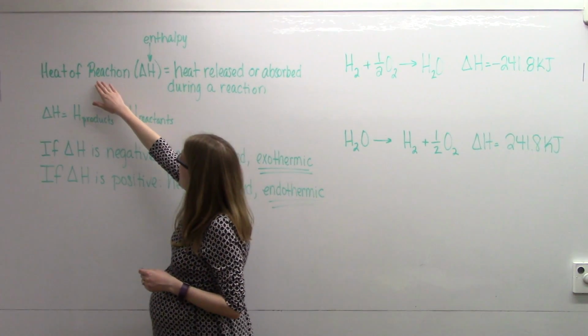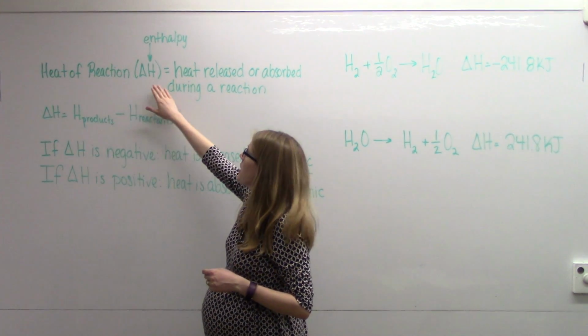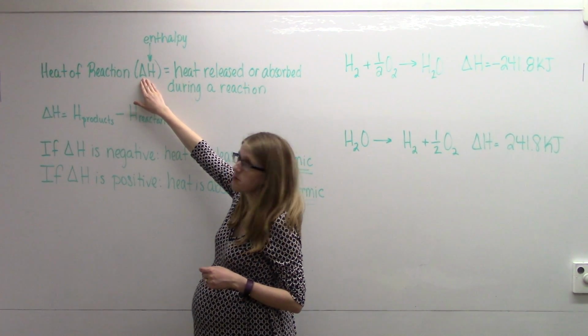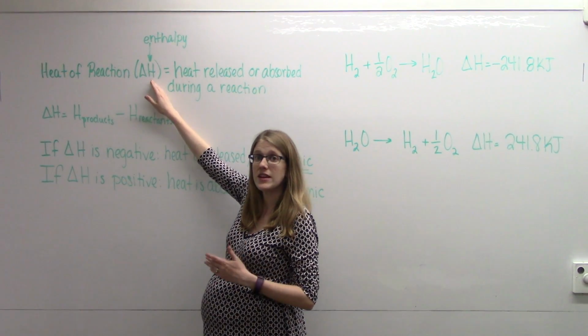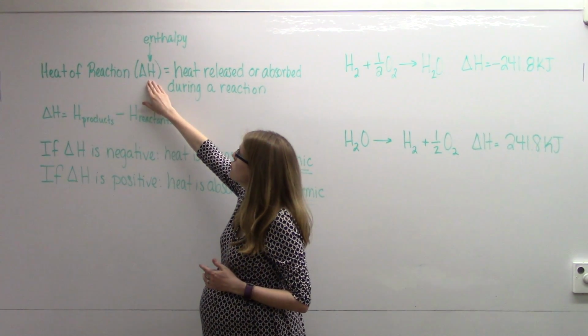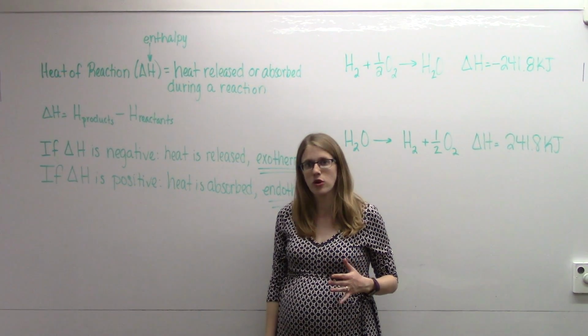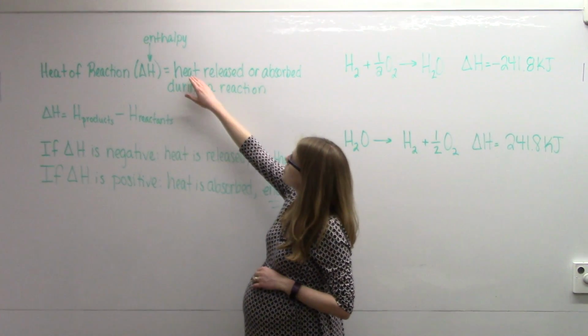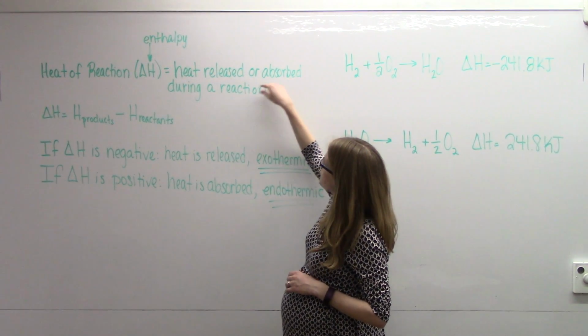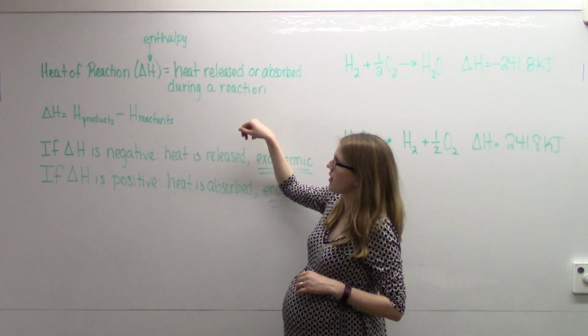So heat of reaction is what we're going to look at most often, delta H. Now, delta means change in heat. And usually when I'm talking about enthalpy, I'm going to be talking about delta H. That's going to be a lot more common, okay? So it's the heat released or absorbed during a reaction, okay?